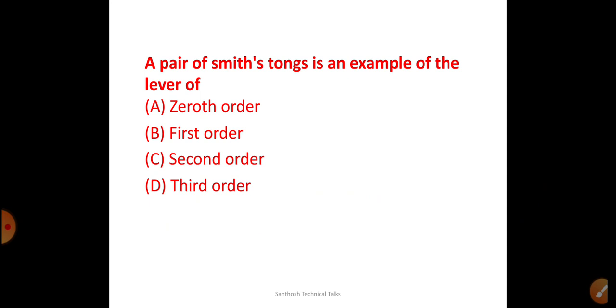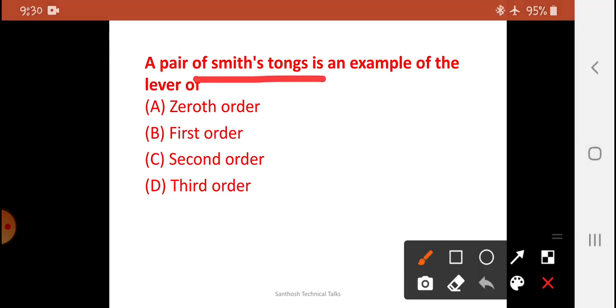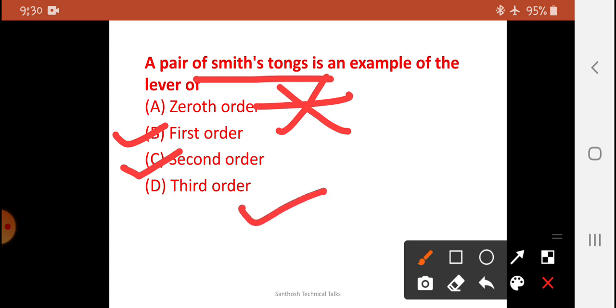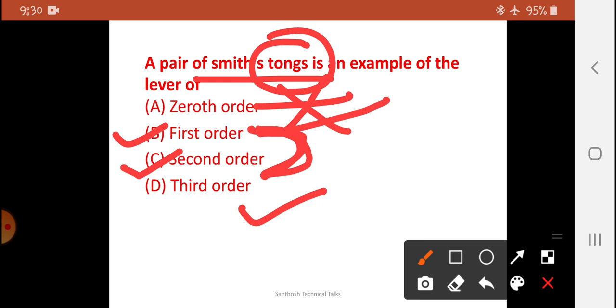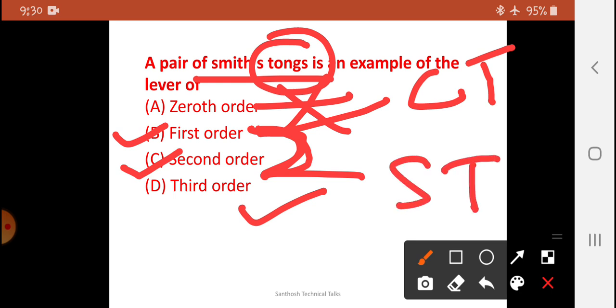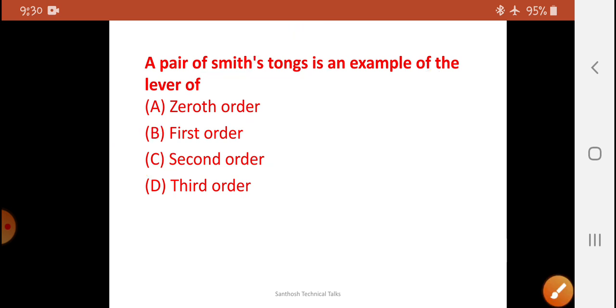And next, a superb question. Please be clear about the levers. A pair of Smith tongs. You can note this: Smith tongs is an example of the lever of second order, whereas clinical tongs is the lever of first order. There is no lever of zeroth order. Please be clear that. So zeroth order is not at all there. Third order is there, but tongs will not come under third order. So we have to be clear about whether it is a first order or second order. When it is a clinical tong, it is first order, whereas Smith tongs is a second order lever. So please be careful and clear.